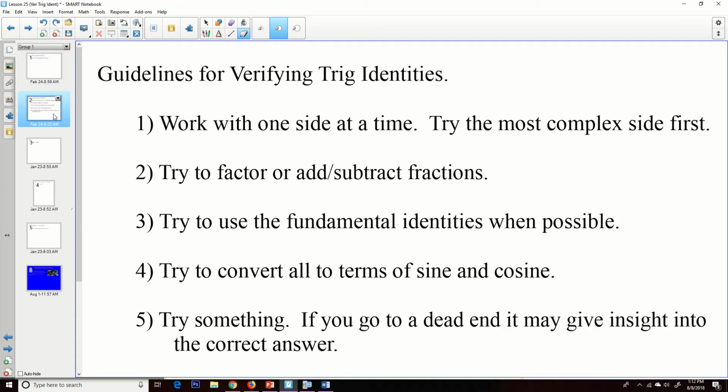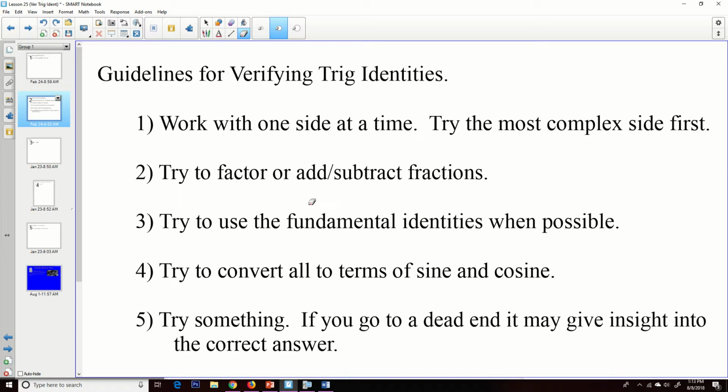Now, there are some general rules. There's no hard, fast, like please excuse my dear Aunt Sally order of operations for verifying trigonometric identities. And we also have to accept the fact that there's probably more than one way to do it. So your answer may not look like my answer, and you could still get full credit. So keep that in mind when you're doing this. But our guidelines are going to work with one side at a time. You're going to try the most complex side first, especially if one of the sides has just one term and the other side has pluses or minuses in it, or multiple fractions in it. It's much easier to condense two fractions than it is to expand a single term.